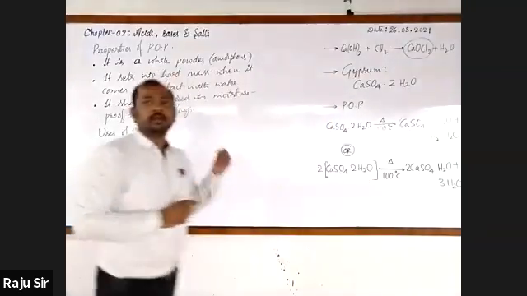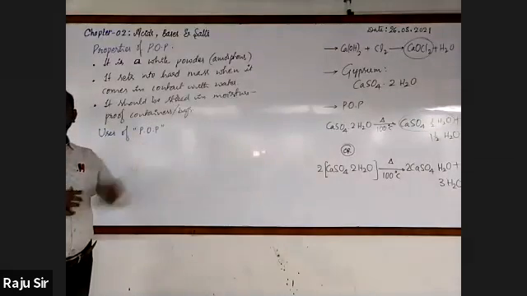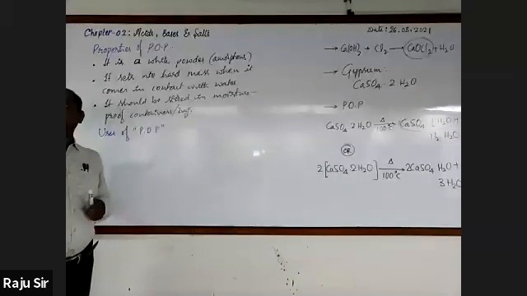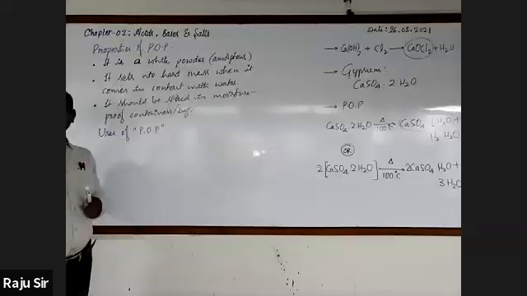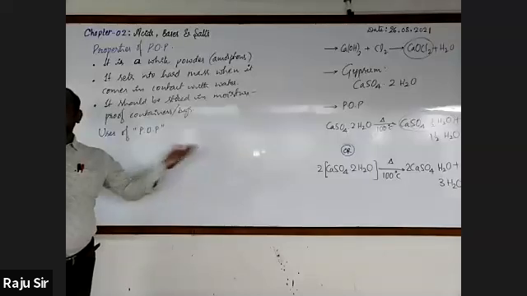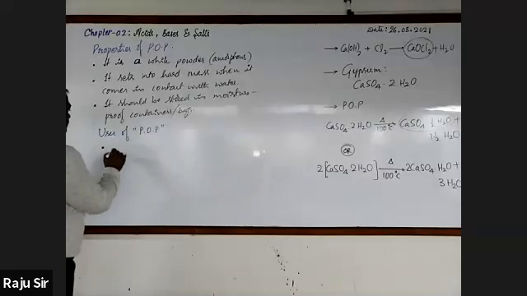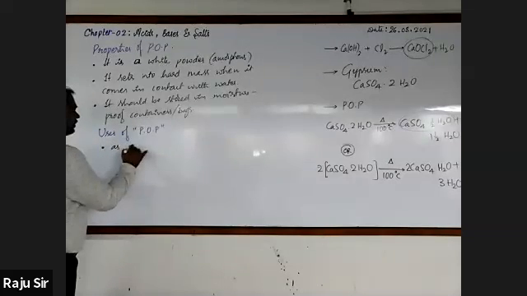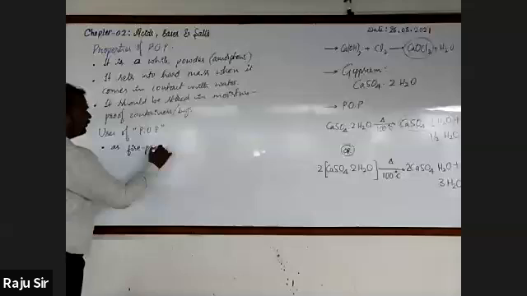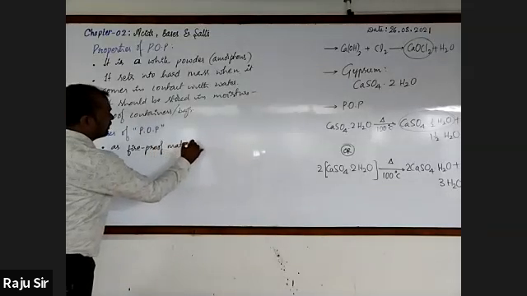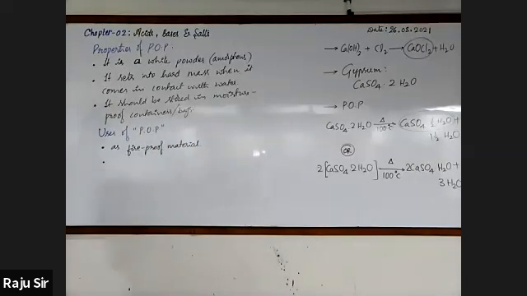So we will go for using this POP for that purpose. Among all these, I'll give you three important uses. Even it is also used for making fireproof materials. So these are the uses. So write them. First one, it is used as a fireproofing material. Fireproof material.